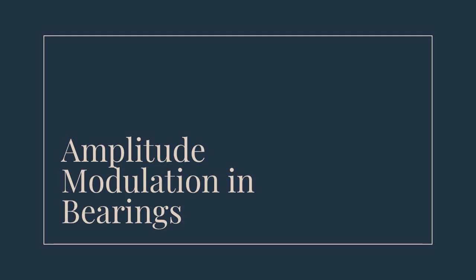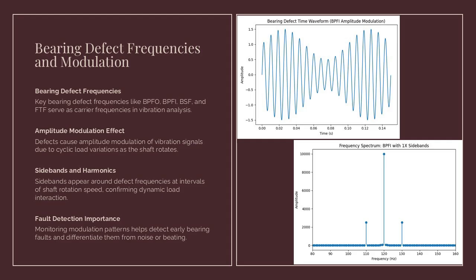Amplitude modulation in bearings: bearing defect frequencies and modulation. Bearing defects such as spalls on the inner or outer race introduce amplitude modulation into vibration signals. The characteristic defect frequencies, ball pass frequency outer race, BPFO, ball pass frequency inner race, BPFI, ball spin frequency, BSF, and fundamental train frequency, FTF, act as carrier frequencies.